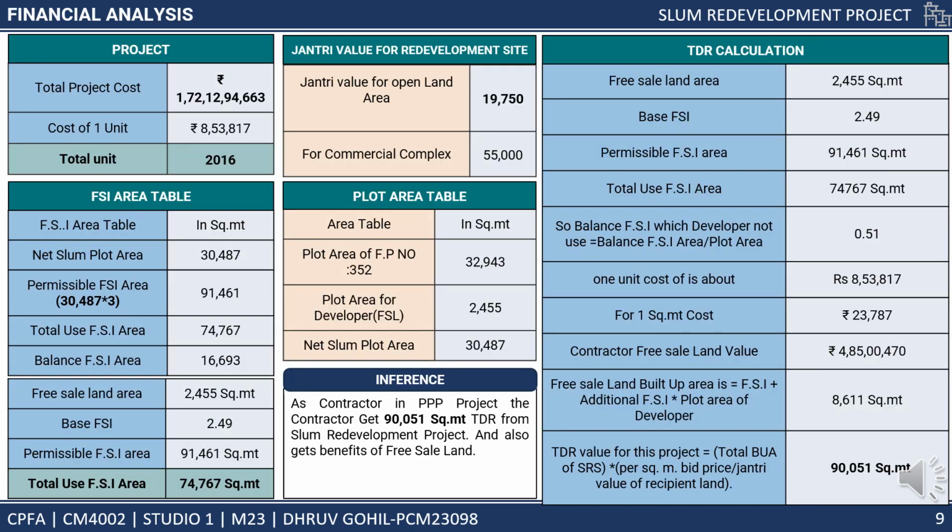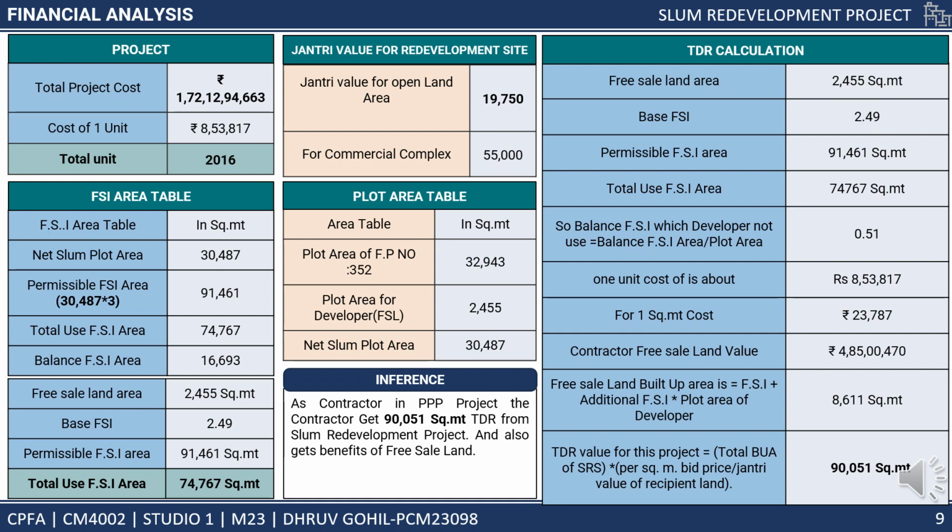After the cost breakdown, this project begins with how the contractor becomes financially viable to complete this project in this time. In this project, the contractor gets TDR, transferable development rights, and free sale land also. The total cost of the project is approximately 172 CR. The cost of one unit is 8,53,870.